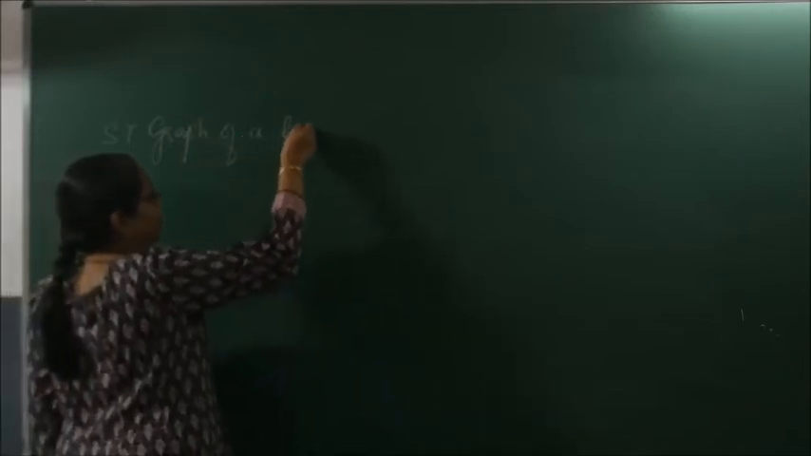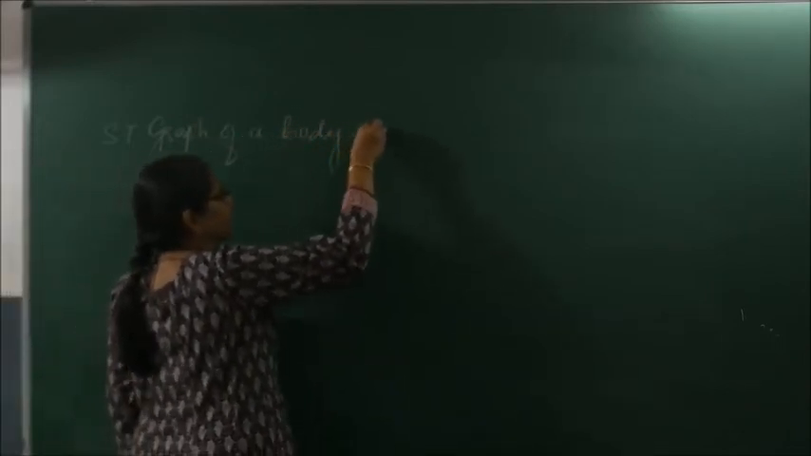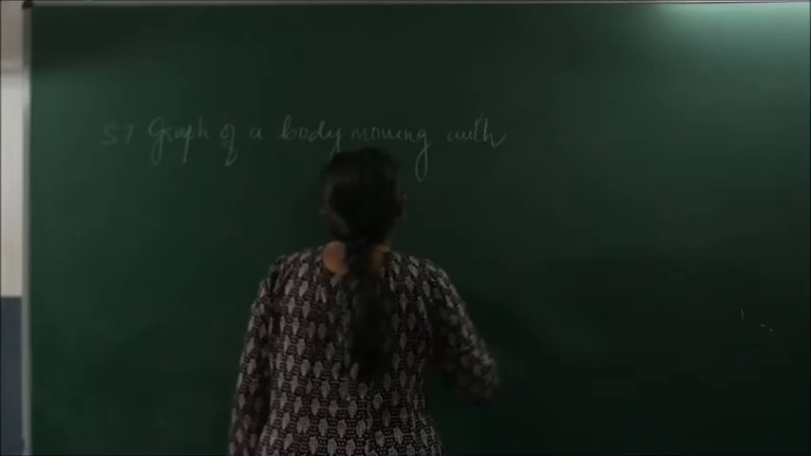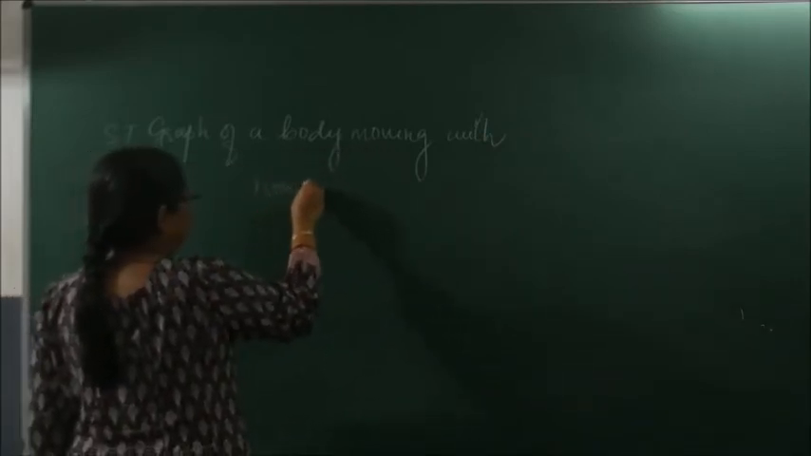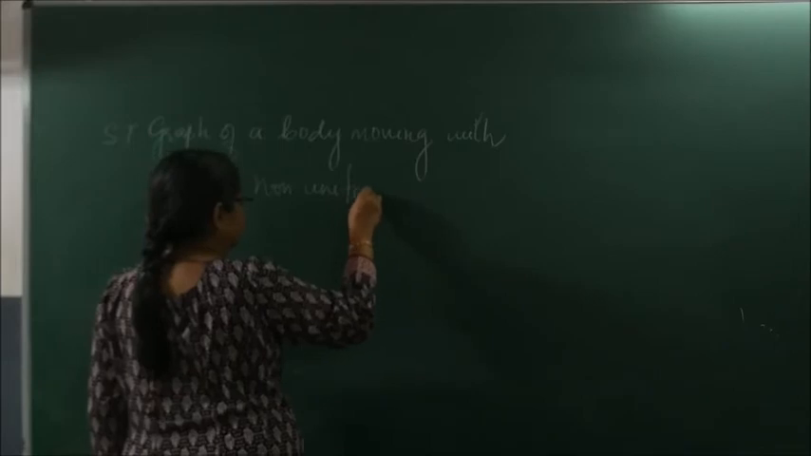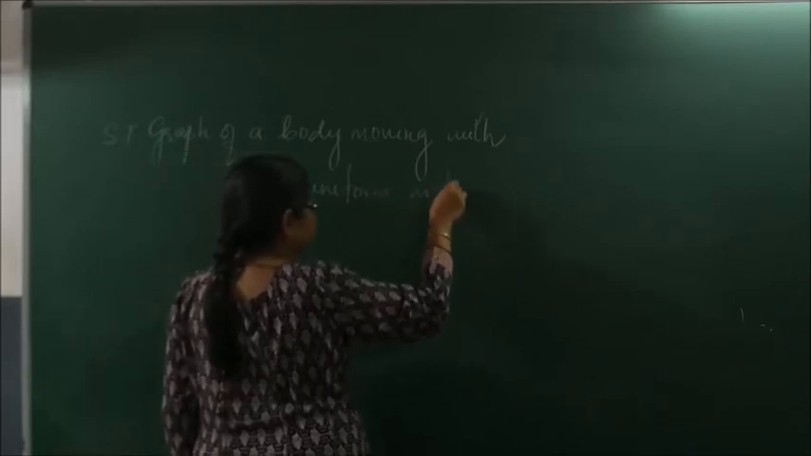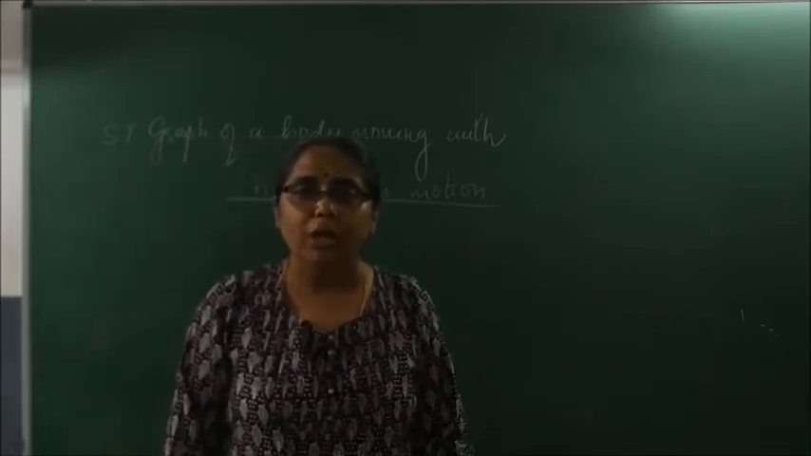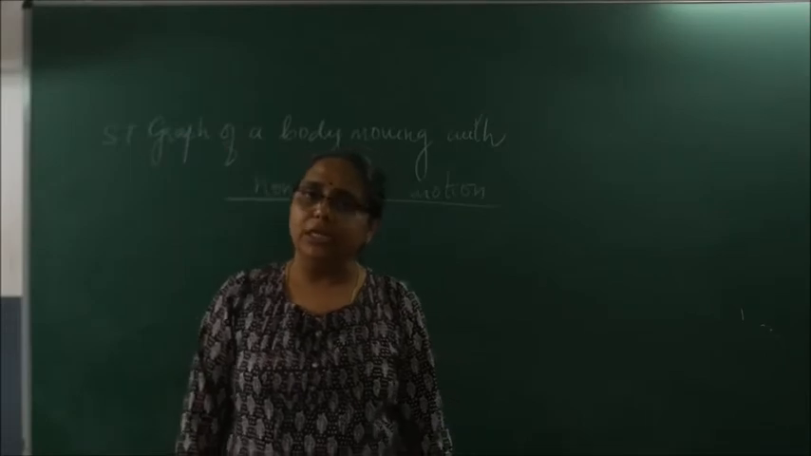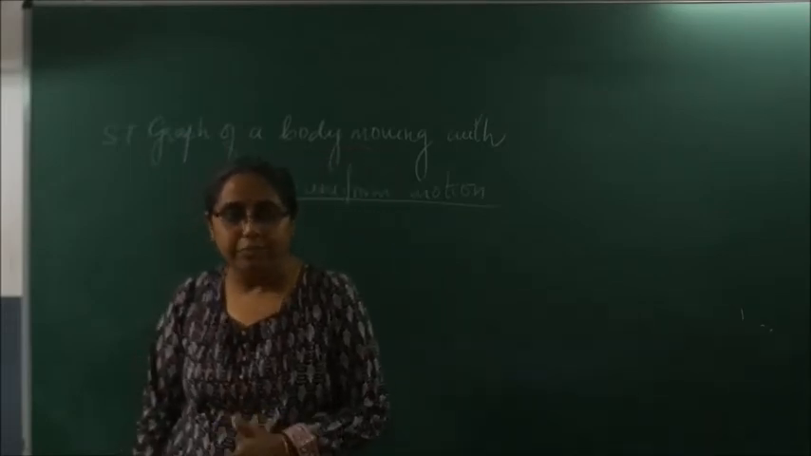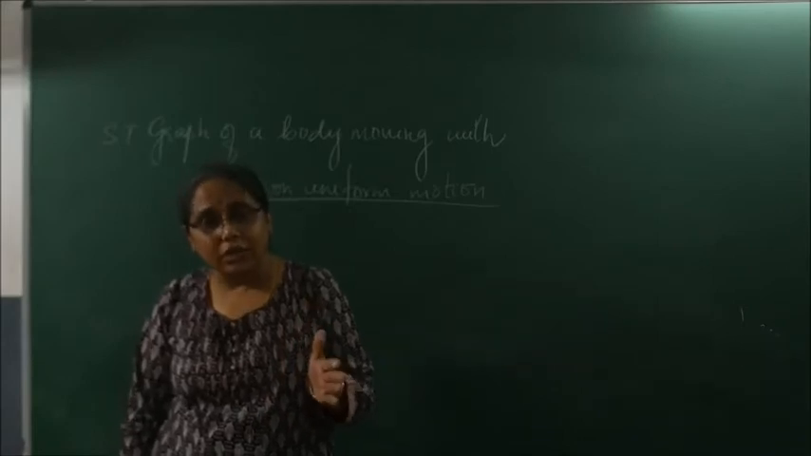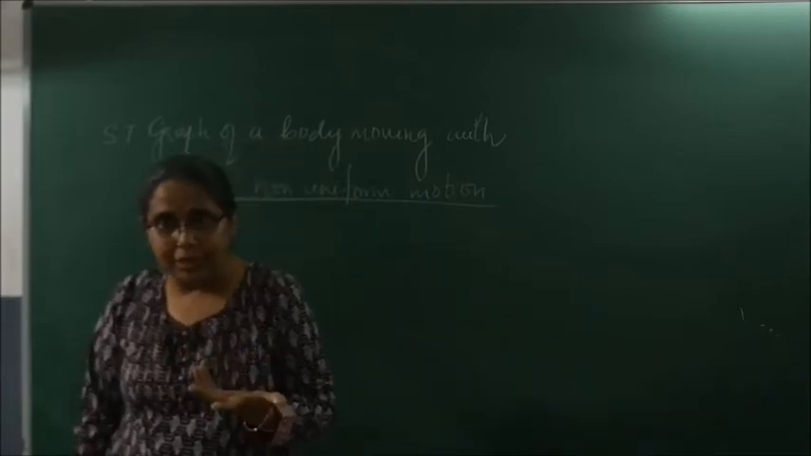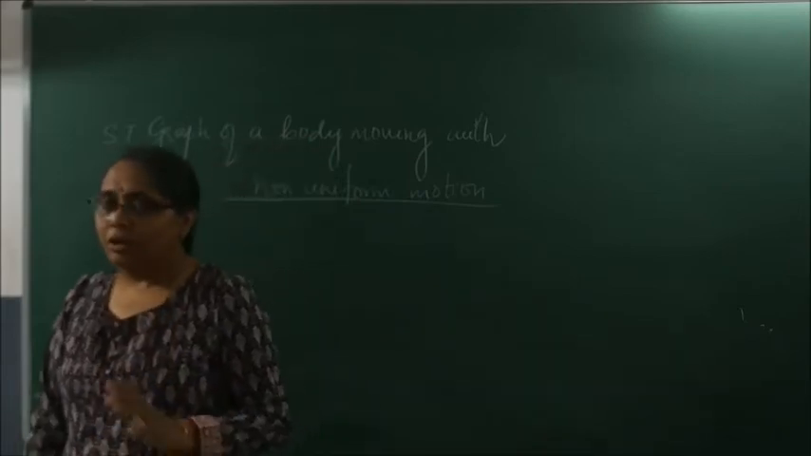ST graph of a body moving with non-uniform motion. So what is non-uniform motion? When a body covers unequal distances in equal intervals of time, or when a body covers equal distances in unequal intervals of time. Okay, did I say the same thing twice? No.